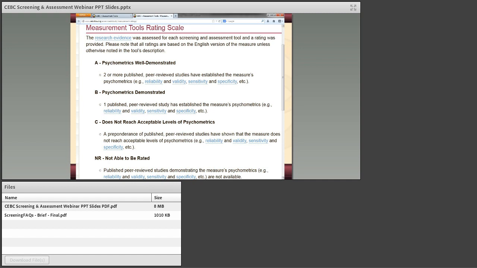So the rating process for each tool starts with a review by 3 separate scientific reviewers who look at the research that is available on a specific tool. The reviewers submit the rating to the research manager. If there's agreement on the rating, the tool is posted to the website. If there's disagreement on the rating, the difference is then resolved by the scientific director of the CEBC.